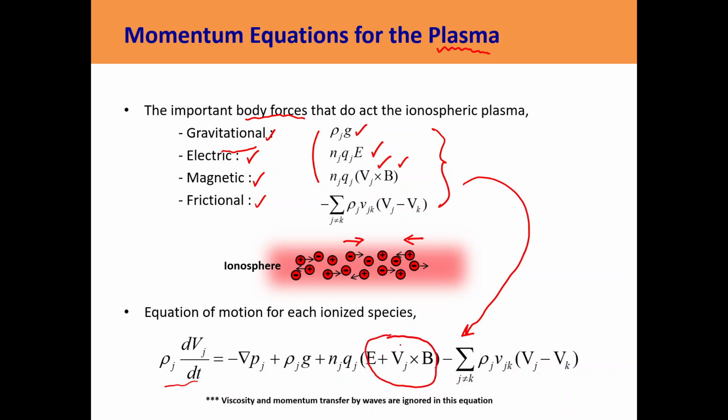In this term you have the v cross B, right? But we can also have the effects due to the electric field in the ionosphere as well. So these are actually very important terms. We will see v cross B and the electric field all the time, and this is where other terms come into effect. And notice that in this equation, we ignore the viscosity and the momentum transfer term, so it's a bit shorter than the other page.